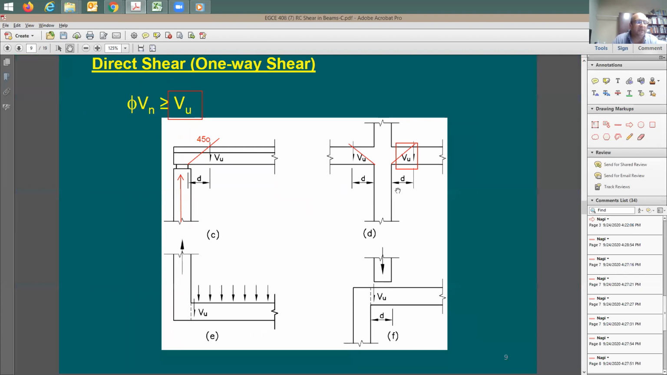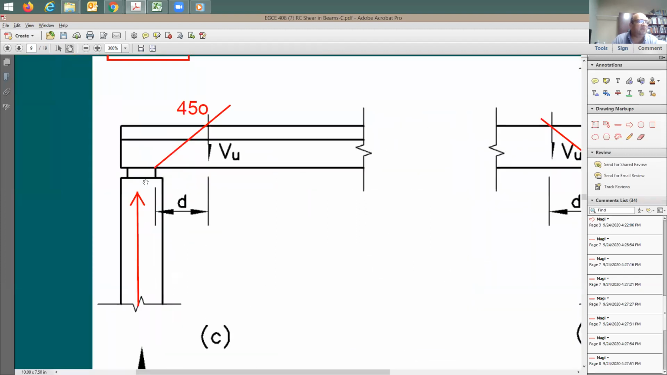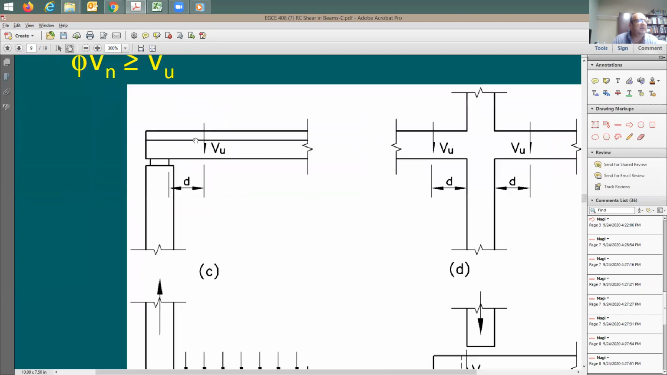So we have these two cases. When you have continuity in the beam, you go D distance away from it. Same thing here. You go D distance from the face of support. You don't go D distance from the face of the column. There's a big difference here. This is what you call the support. This is going to be the column. So I'm going D distance from the face of this support, not from the face of the column, if I have a situation like this. This happens a lot in bridges.